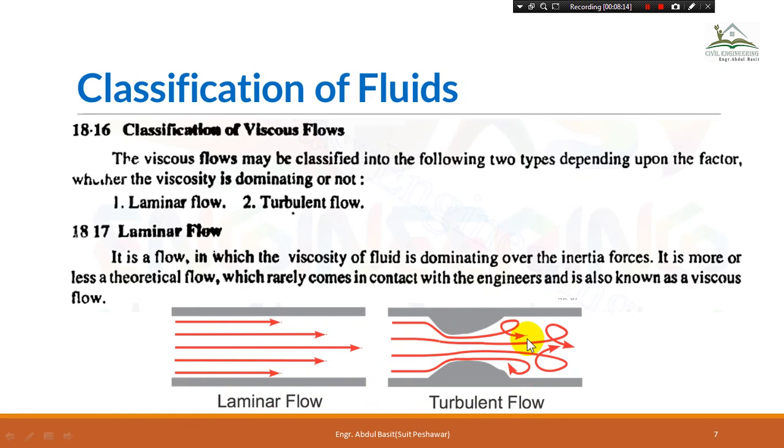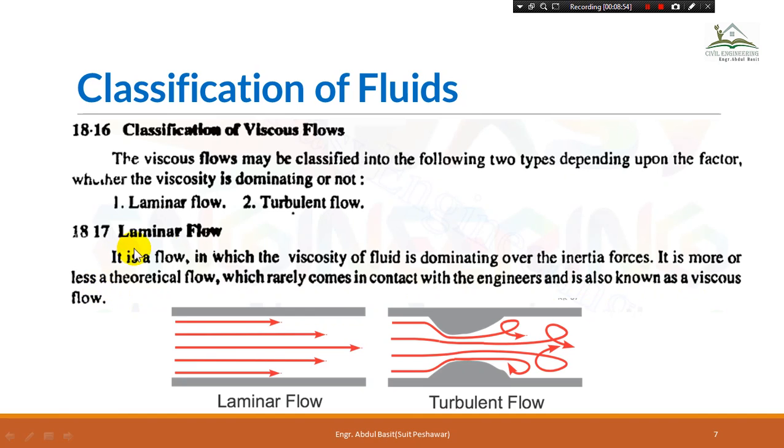And turbulent flow is that type of flow in which the paths of the particles will cross each other or will not be in a straight line whenever there is an interruption in the flow of the fluid. So such a type of flow is called turbulent flow. In simple words, laminar flow is a flow in which the viscosity of the fluid is dominating over the inertial force. It is more or less a theoretical flow, which rarely comes in contact with engineers, and is also known as viscous flow.